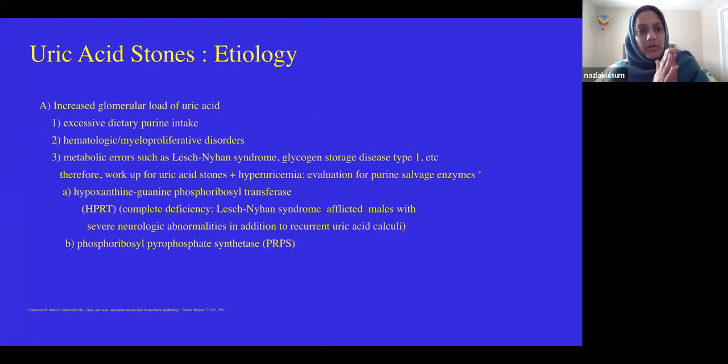So most commonly, again, because of high dietary protein intake, purine intake, all the uric acid basically comes from breakdown of your nuclear proteins or nucleotides, and that's one. Second is cancer, high cell turnover. Other metabolic conditions like Lesch-Nyhan or glycogen storage disease, these are again rare causes, but again, you will have increased uric acid production that basically causes them to then have uric acid stones.